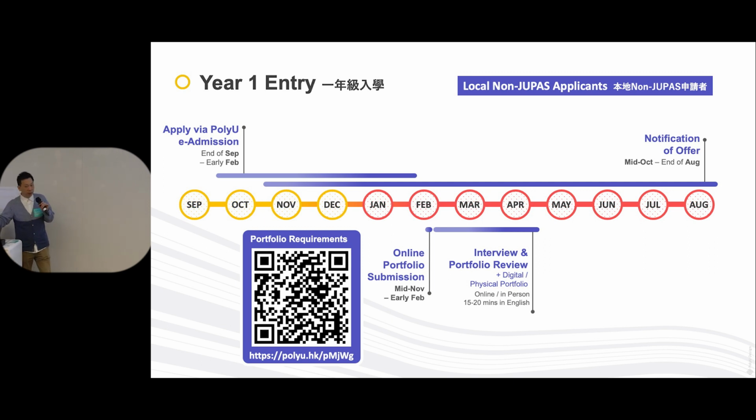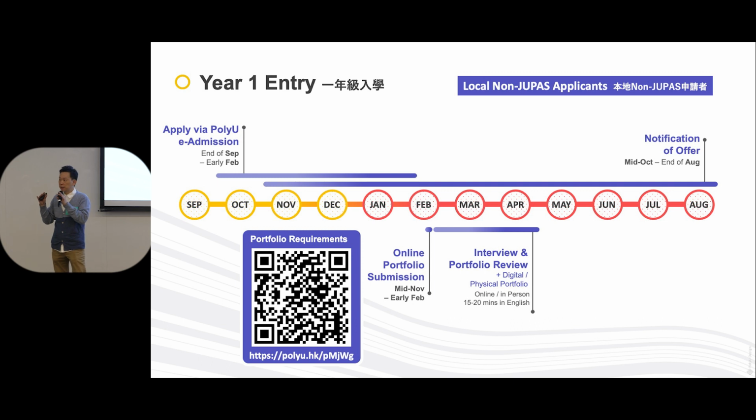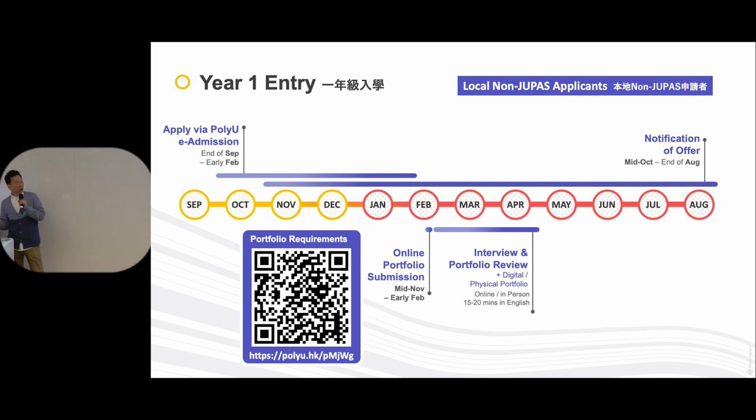And I know this is a bit awkward, the notification of the non-JUPAS offer. Just consider those special achievement things, a lot of different quota for those students. And that is the rolling base from mid-October to end of August. That means it's quite a special queue for some special cases. But look at this, before February, you have to apply, and before February, you have to submit your portfolio.